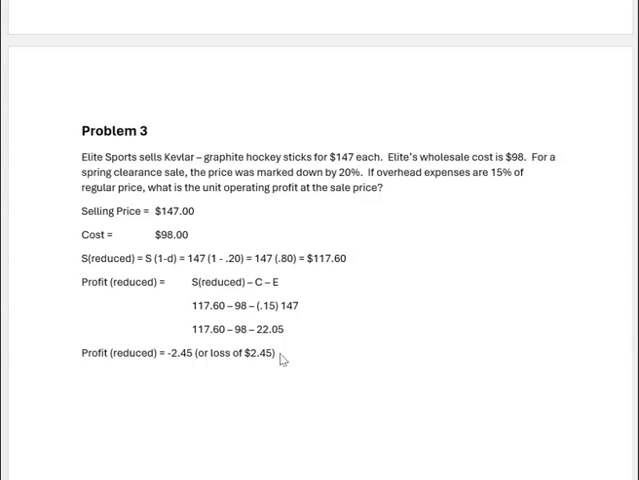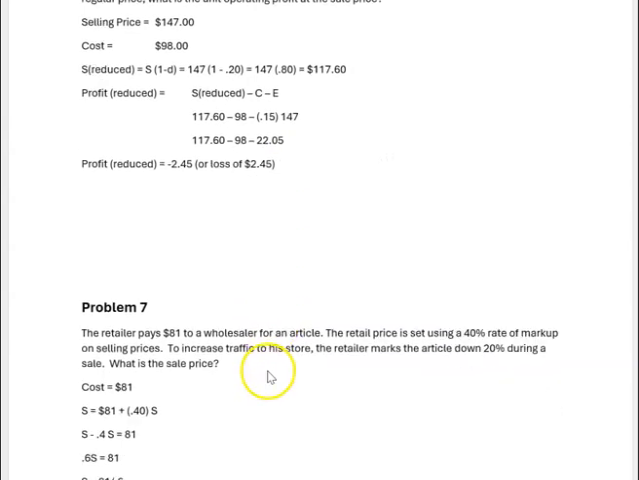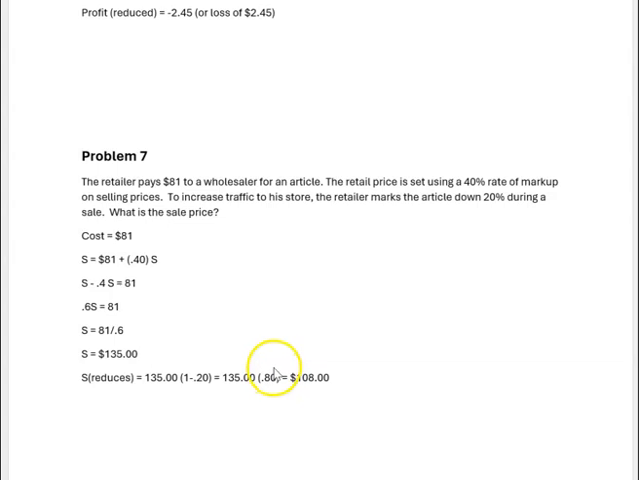But unfortunately, again, they've reduced it just a little bit too much, and they actually have a loss of $2.45 on that hockey stick. So again, realistically, they probably should not mark it down that low to the $117.60, because they should at least break even. And that would be having a profit of 0. You don't want to take a loss in a company unless you absolutely have to. Okay, so problem 7.